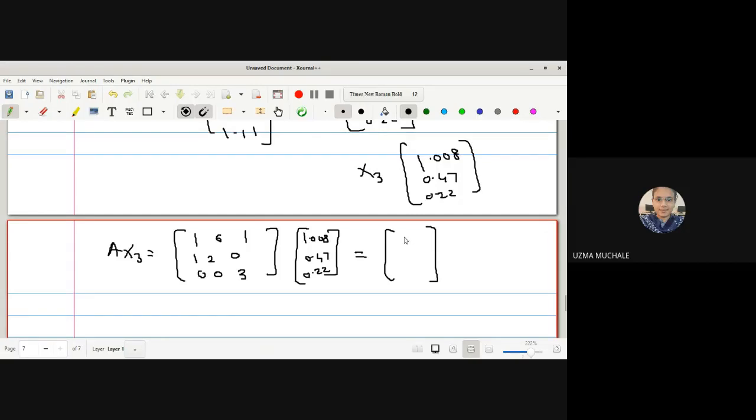What is the answer? 4.05, 1.948, 0.666. Okay. So you take 4 outside and we get 4 as the largest eigenvalue.